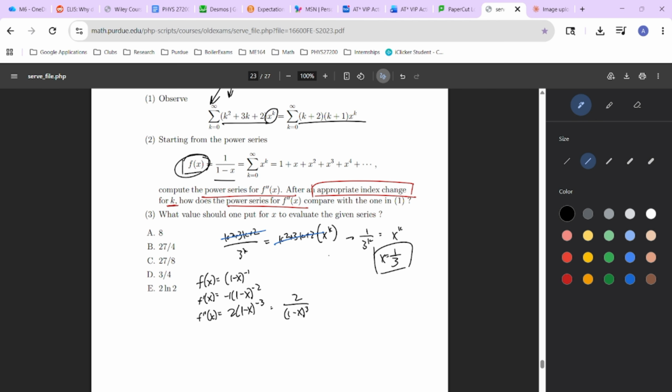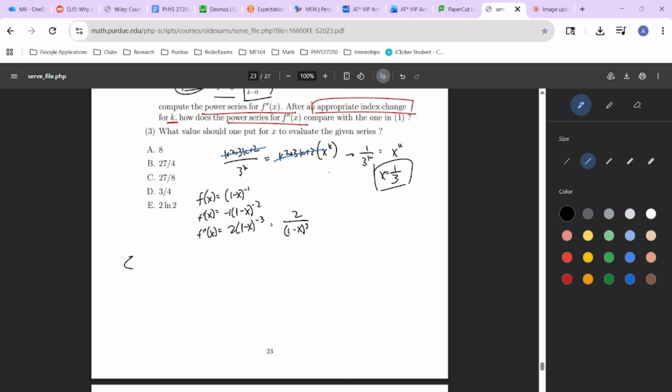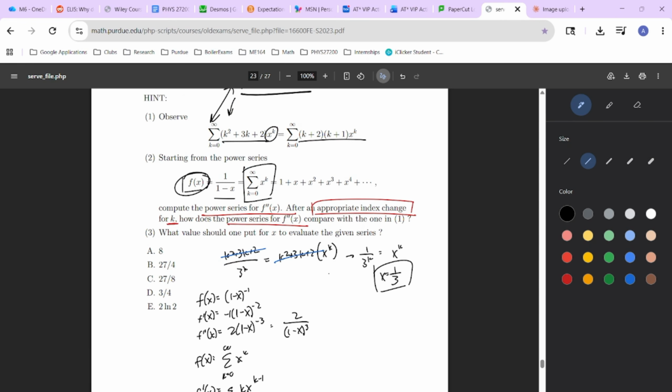Now, writing it out, we can also look at how the series format is differentiated. We have f of x equal to the sum of all terms x to the k from k equals 0 to infinity. If we take the first derivative, that becomes the sum of k times x to the k minus 1. Then f double prime of x is equal to the sum of k times k minus 1 multiplied by x to the k minus 2.